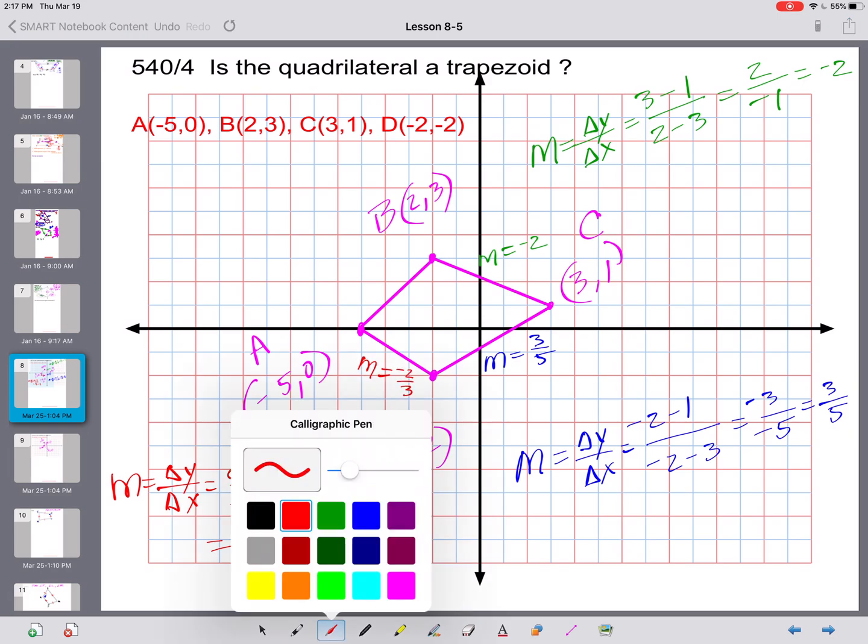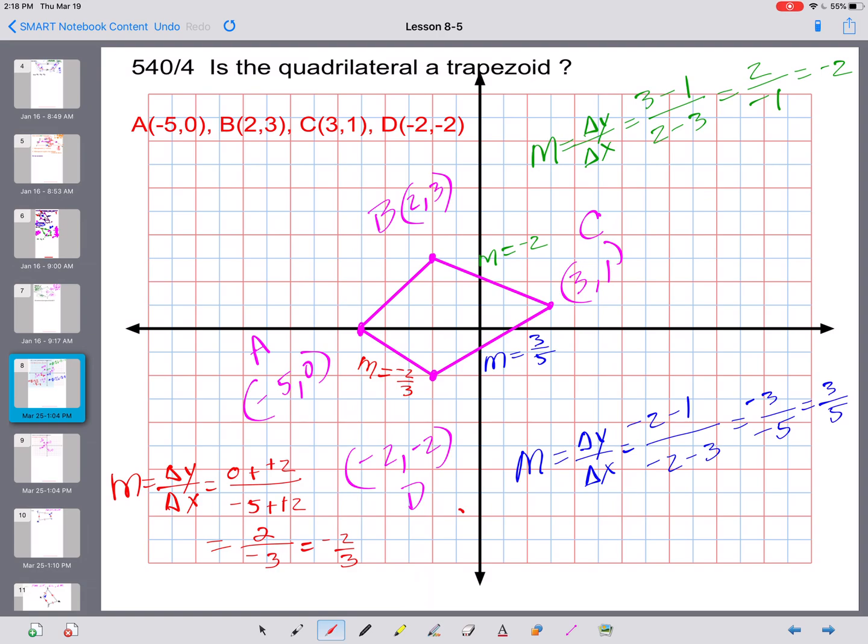That slope right here, negative 2/3. Okay, the last one, the upper left. Let's do it in black. There we go. Okay, here we go. Slope, change in Y over change in X. Y minus Y: 0 minus 3. We're looking at A and B. X minus X: negative 5 minus 2. On top, that's a negative 3. On the bottom, that's negative 7. So that's going to be a positive 3/7.